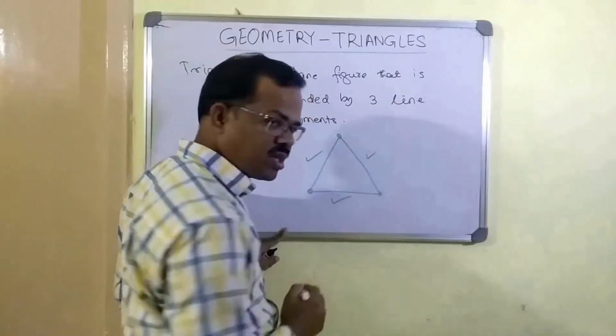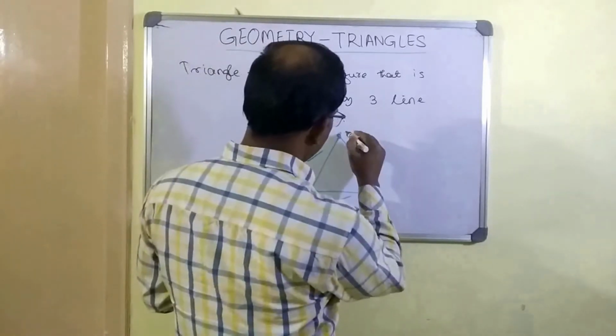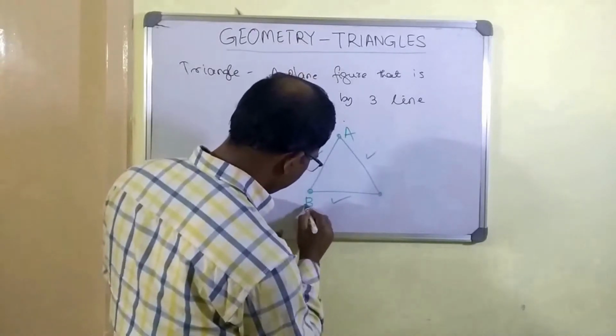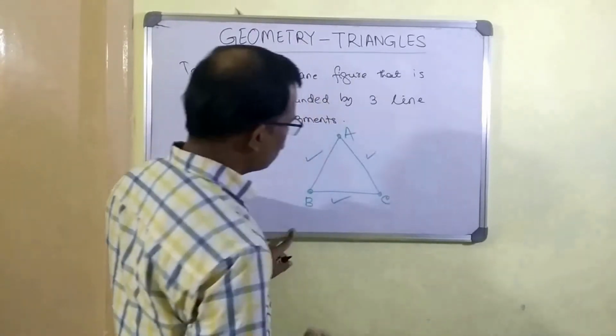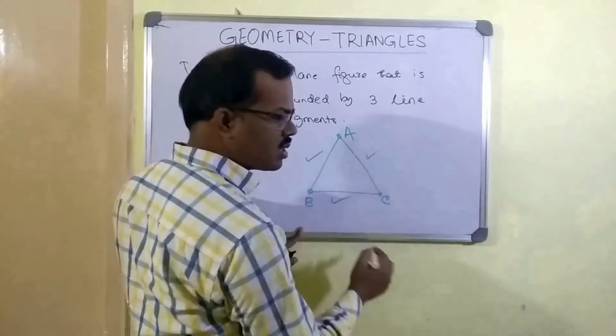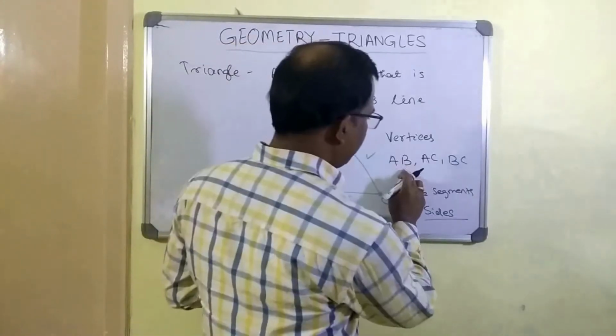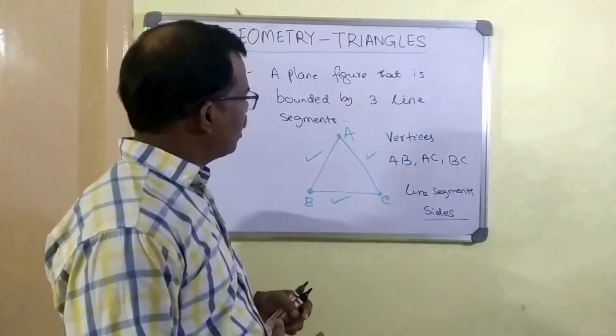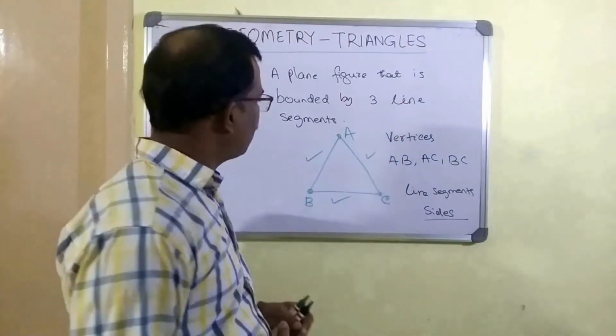These three endpoints are called vertices. So I can give the names. Let's say we will give A, B and C. So points A, B, C are called vertices. Line segments AB, AC and BC are called sides. Now we will go to the properties of the triangles.